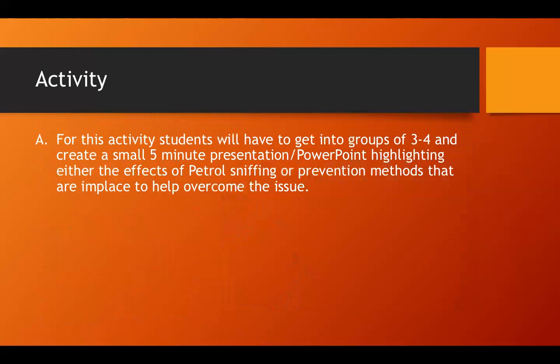So in our marking criteria, it actually states that we need to have an activity. If we were to teach this in a class, for example, I'd get you guys to form groups of 3 or 4 to create a small 5-minute presentation or PowerPoint highlighting either the effects of petrol sniffing or prevention methods that are in place to overcome the issue. What that would require you to look at, and we'll go into it a bit later in my presentation, is a fuel called Opal fuel, which is created by BP, British Petroleum, which actually has certain fumes and chemicals taken out of it to take away that high. So we'll go into that a bit later.